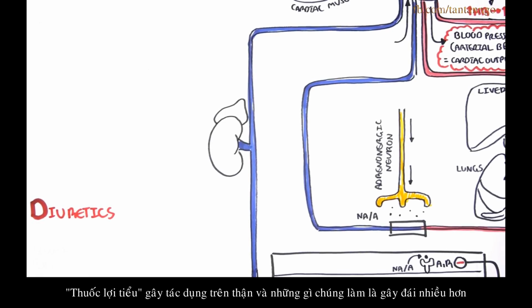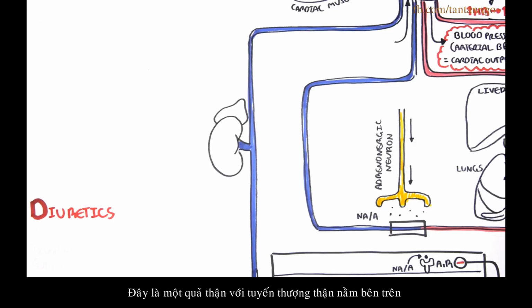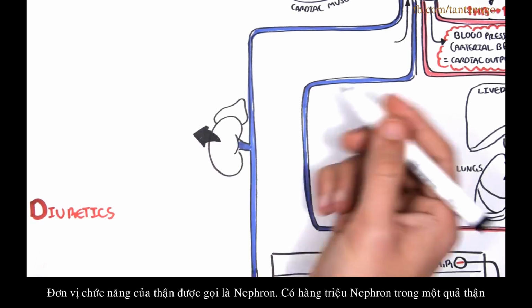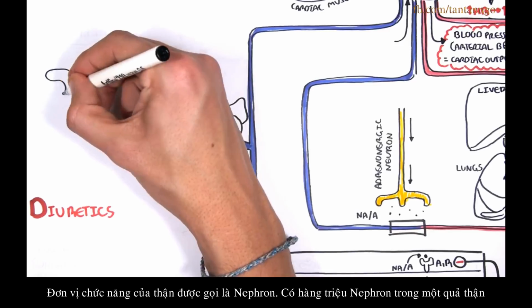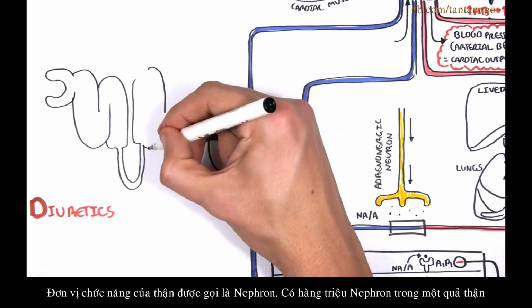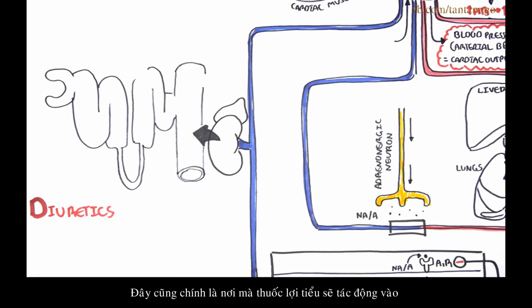Diuretics work on the kidneys, and what they essentially do is induce diuresis, cause peeing. So when we pee, the water in our body drops, and this will then drop blood pressure. So here is the kidneys with the adrenal glands above it. And the functional unit of the kidneys, or the main players of the kidneys, are these things called nephrons. And there are millions of nephrons in the kidneys. And this is where diuretics work.